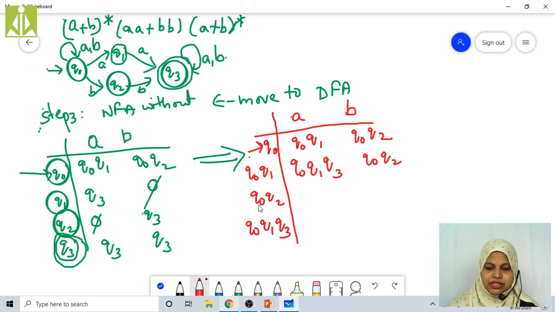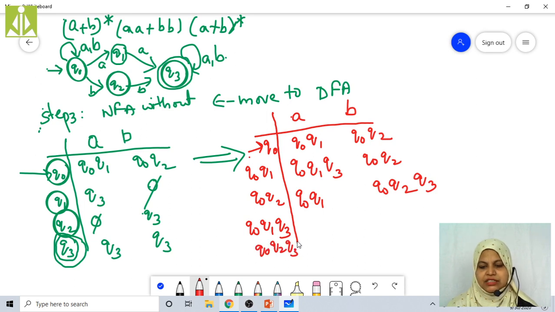Now for Q0, Q2: Q0 on A is Q0, Q1, and Q2 on A is empty. Next, Q0 on B is Q0, Q2, and Q2 on B is Q3, so we get Q0, Q2, Q3. Here Q0, Q1 is already there, and Q0, Q2, Q3 is the new state. We have to find the transitions for this one.